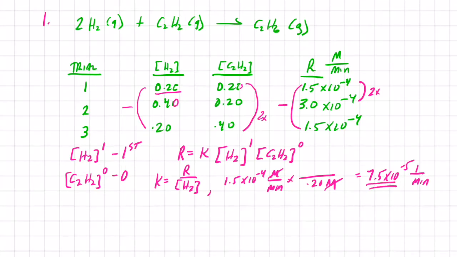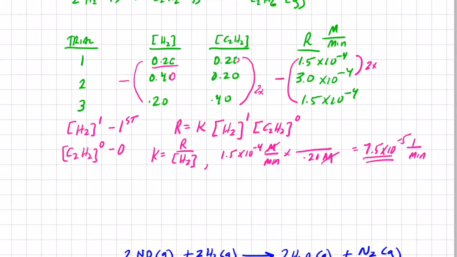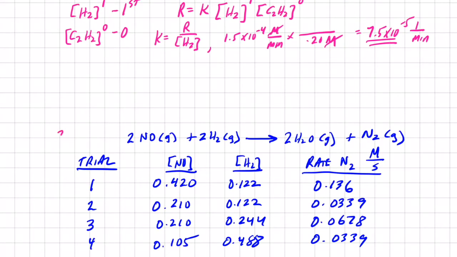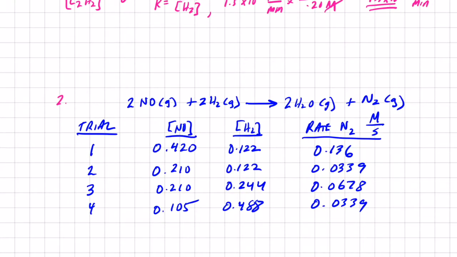Alrighty. Pretty straightforward. Do you feel sort of comfortable with that now? Alright, well, let's try another one then. Let's try this second one. So here we have nitrogen monoxide gas reacting with hydrogen gas to produce water vapor and nitrogen gas. I have 4 experiments for you. Let's add a 5th one here.